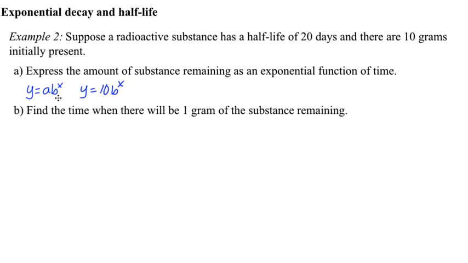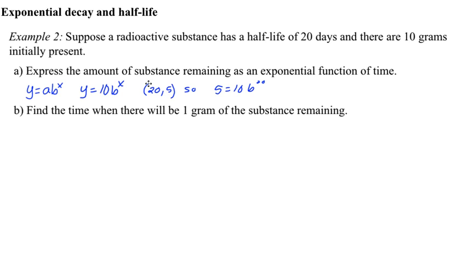So the amount that would remain, again, we're going to have our basic function. Our initial amount was 10 grams, and we need to deal with this 20 days yet. We need to find what our decay factor is here. So we're going to plug in the point (20, 5). That says that after 20 days, we only have 5 grams. The 5 grams comes from half of 10, so that's where the half-life comes from.